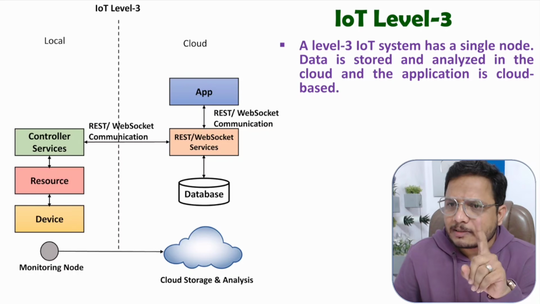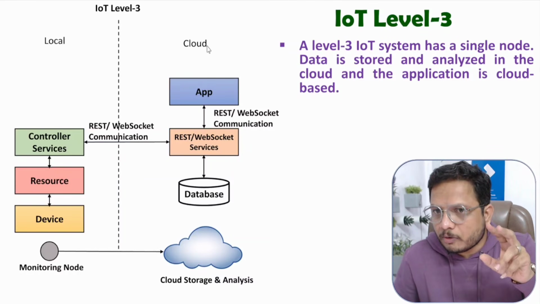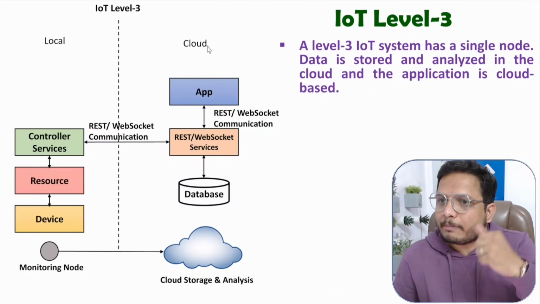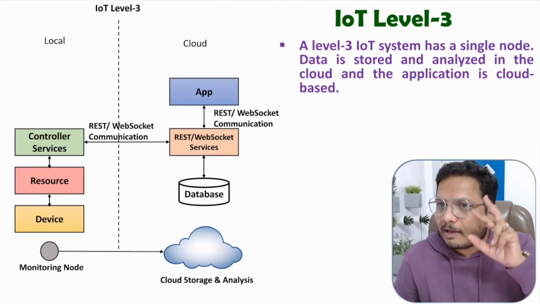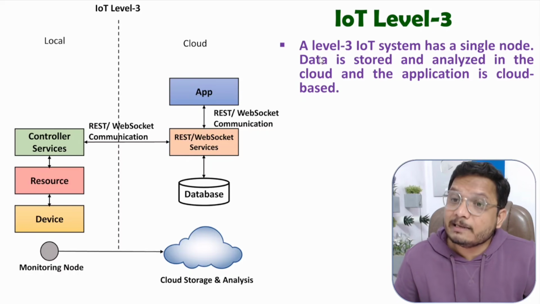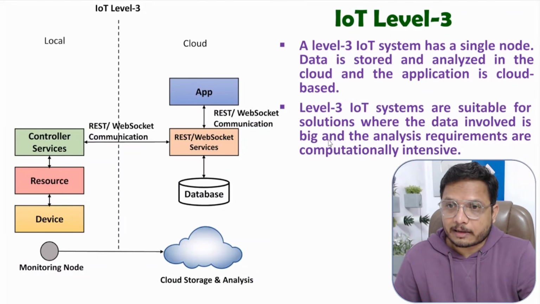So in level 1, a single node is there. Data will not be stored on cloud. In level 2, data will be stored on cloud and the application will run on cloud, but computational complexity is not intensive. In level 3, computational complexity will be intensive over here, right? So that is how differences are there, right?